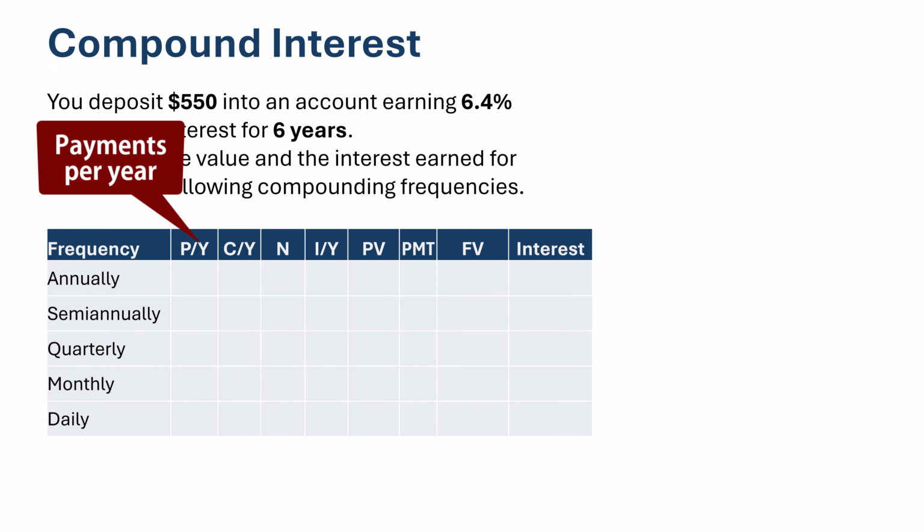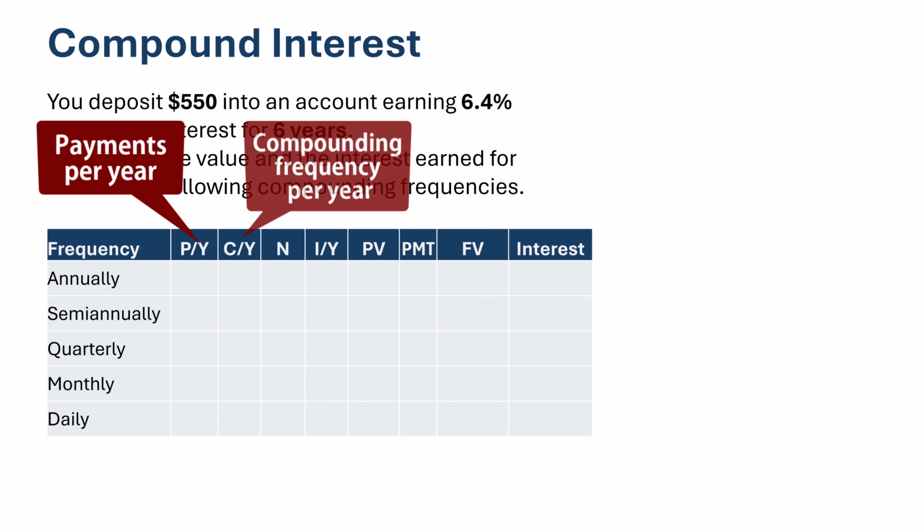PY stands for payments per year, and CY is the compounding frequency per year. For simplicity, when dealing with standard compound interest, we set both of these to match our corresponding frequency. So for annual, they'll both be 1, semi-annual 2, quarterly 4, monthly 12, and daily 365.